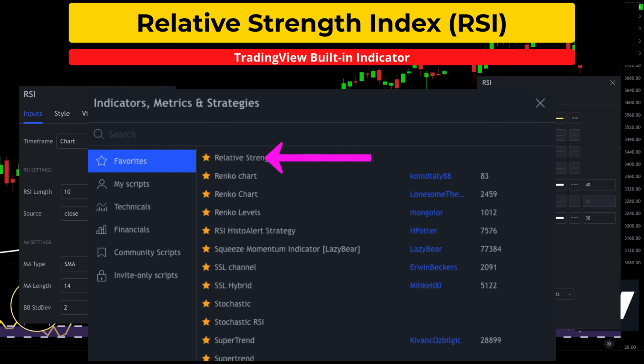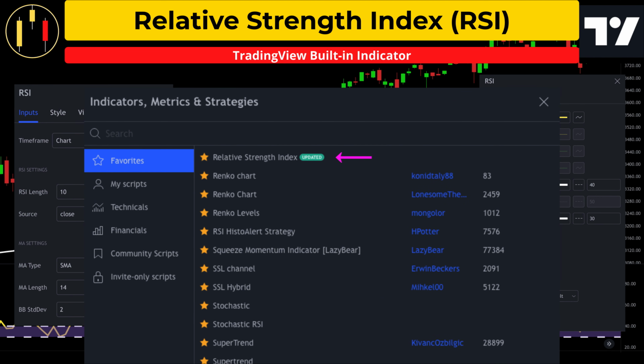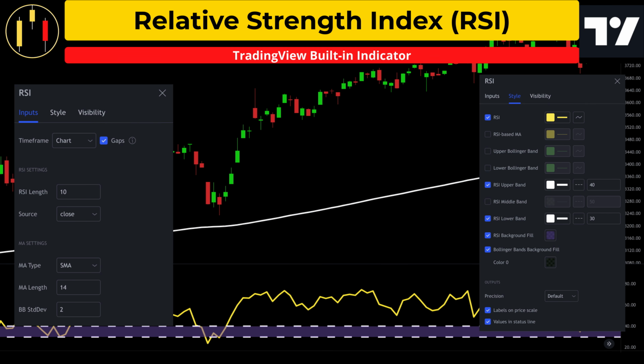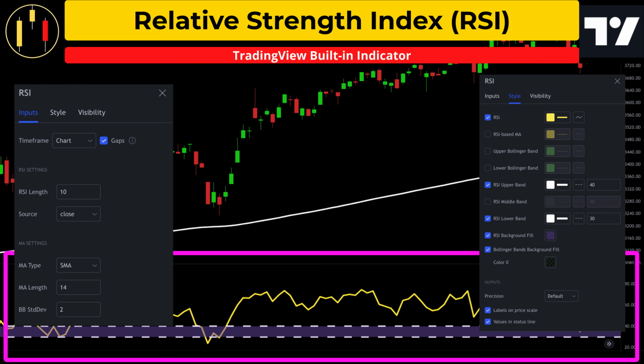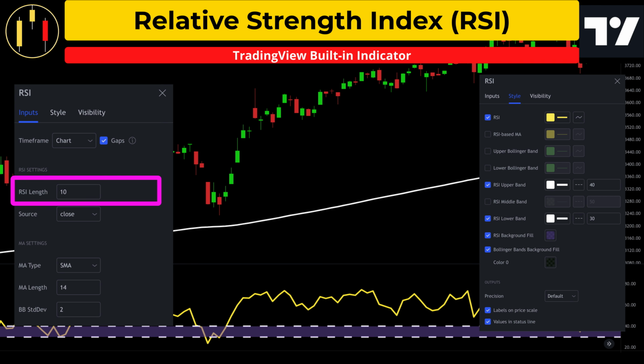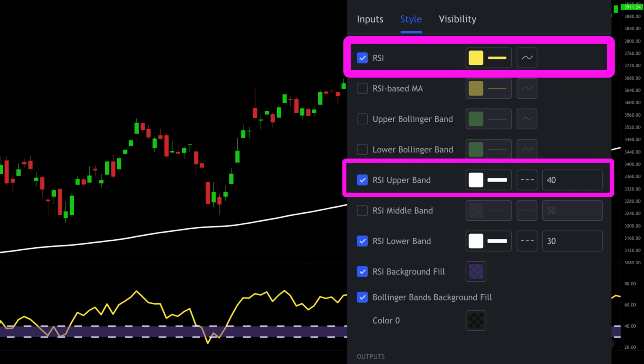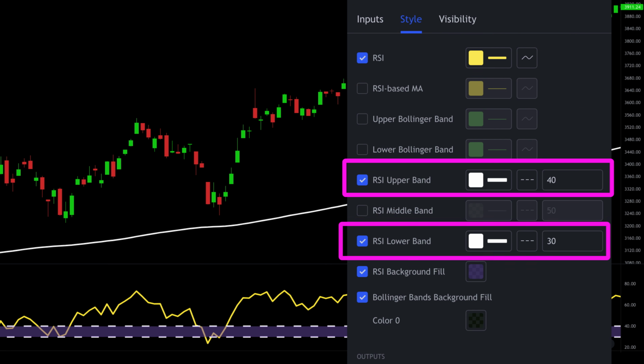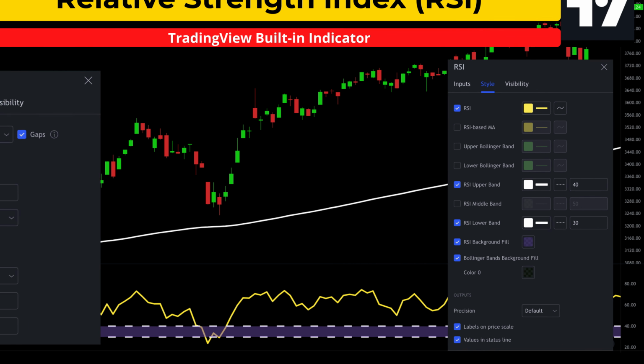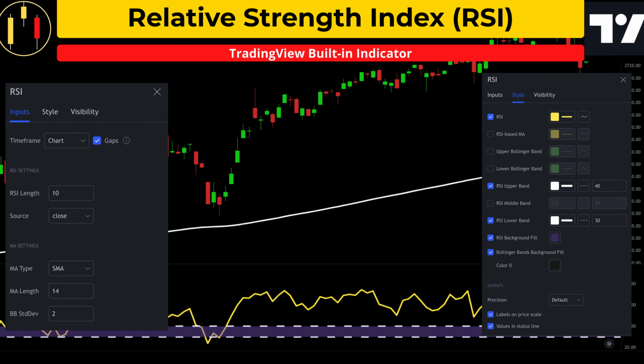The second free TradingView indicator is the Relative Strength Index, or RSI. Per the original requirements, I am going to set the RSI length to 10. In addition, I am going to check the box to display the RSI line and set the upper band to 40 and the lower band to 30. The 10-period RSI will provide our entry triggers.